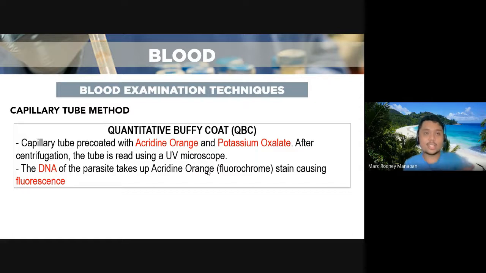0 is no fluorescence. 1+ is faint yet unequivocal staining. 2+ is apple green fluorescence. 3+ is bright apple green. And 4+ is brilliant apple green, intense. Again: 0, no fluorescence; 1+, faint yet unequivocal staining; 2+, apple green; 3+, bright apple green; 4+, brilliant apple green. Please take note of that. That's for FITC grading, fluorescein isothiocyanate.